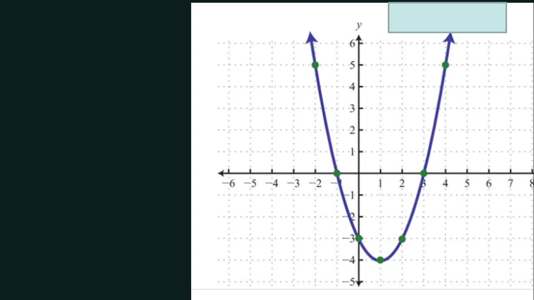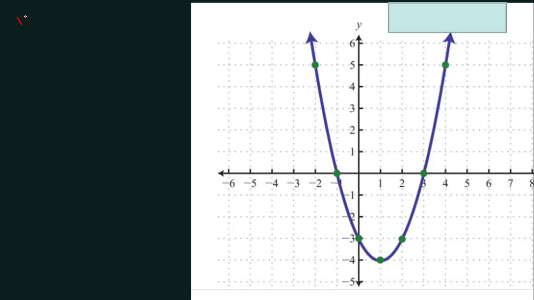Now we all know that the graph of a quadratic equation is a parabola. Now how do we solve or determine the equation of a parabola? First, let us recall the equation of a parabola in its standard form.